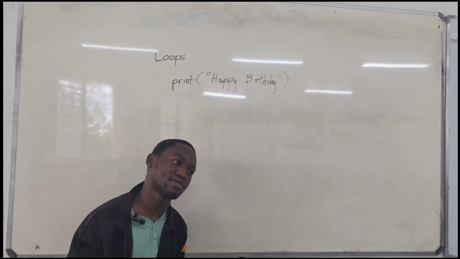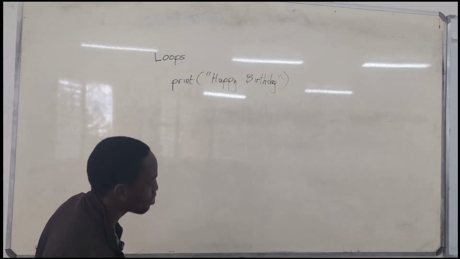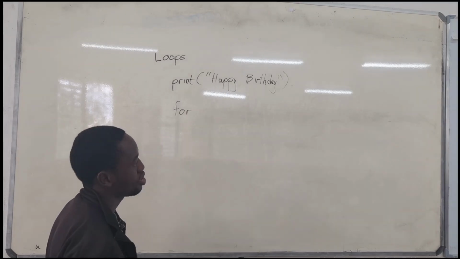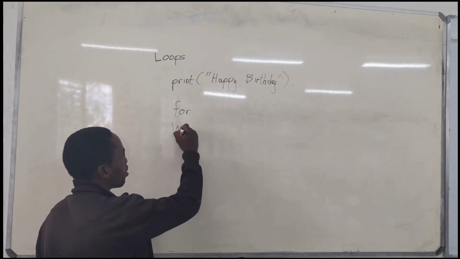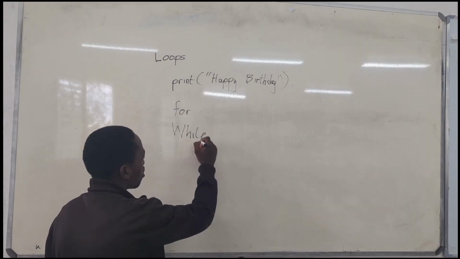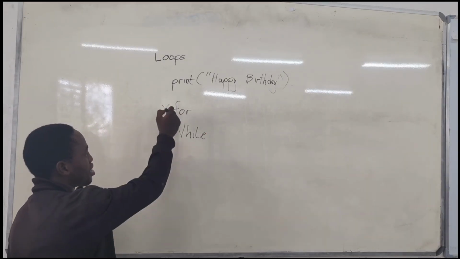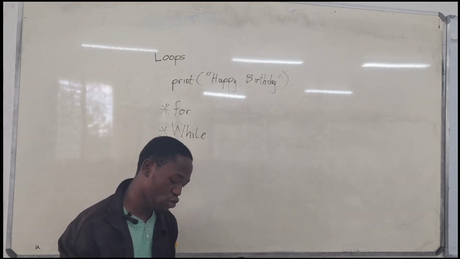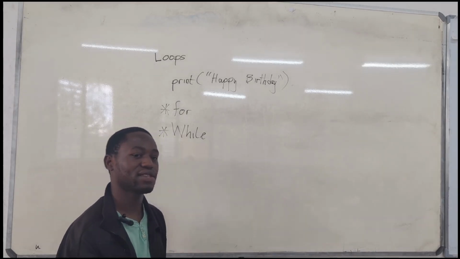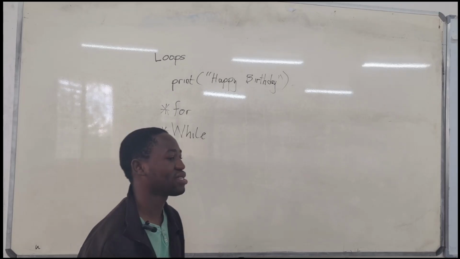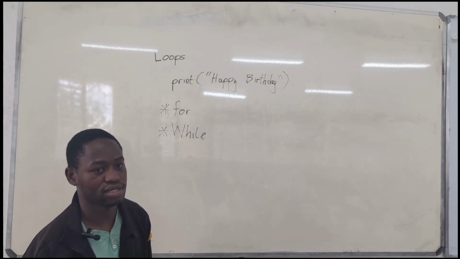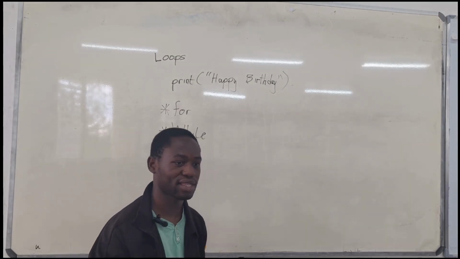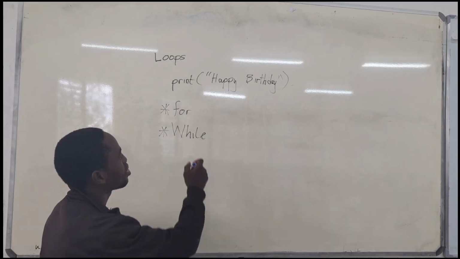So the loops we'll be discussing today: we have a for loop and a while loop. These are the two loops we'll be discussing. A for loop is used to repeat a block of code a known number of times. So for example, if you know the amount of times you want to repeat something, you use a for loop.